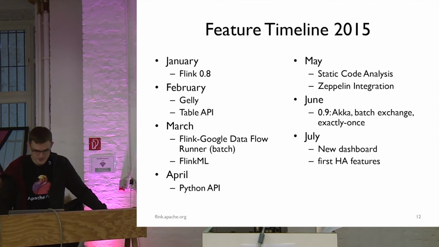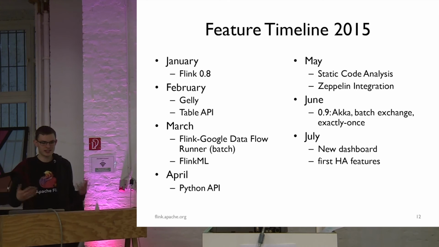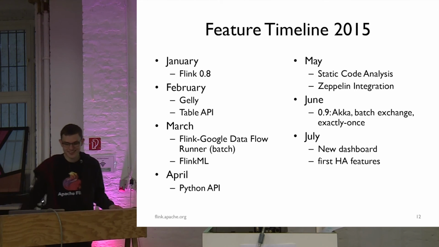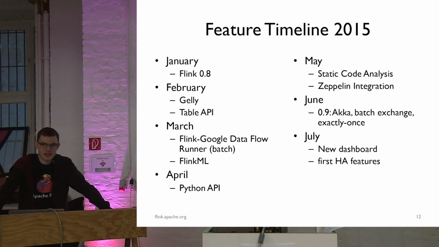And the last thing I would like to look at is the features that we actually added to the system. In January, we released Flink 0.8. Then in February, I was pretty impressed that it's so young, we added Gelly and the Table API to the system. In March, together with Google, we published this Dataflow runner for the batch system, so you can use Dataflow API implemented systems with Flink. We also started Flink ML, the machine learning library.